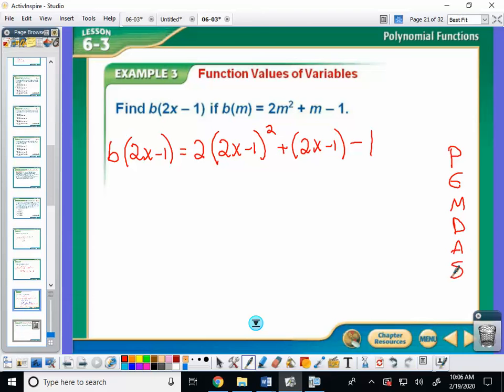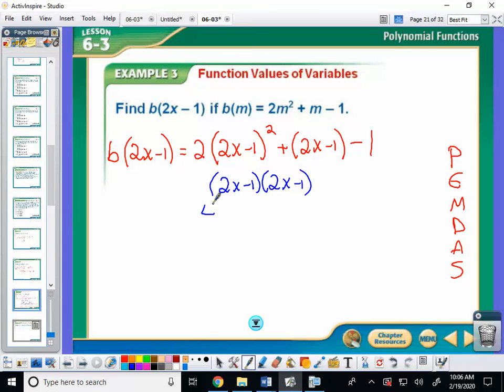Alright, so we need to determine, should I FOIL this binomial squared, or should I go ahead and distribute the 2? If you think about PEMDAS, what should you do? Don't we want to do our exponent before our multiplication? But exponent is telling me I'm going to have to FOIL. Okay, so I do need to take care of this first, and then I'll distribute the 2. So let's just take our 2x minus 1 times itself, and we'll FOIL that out.